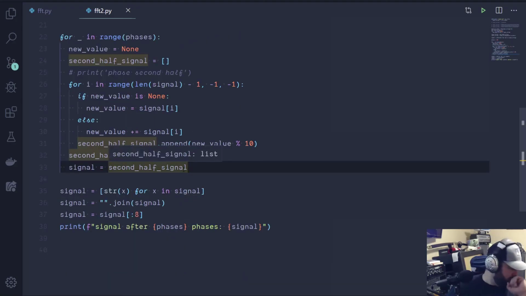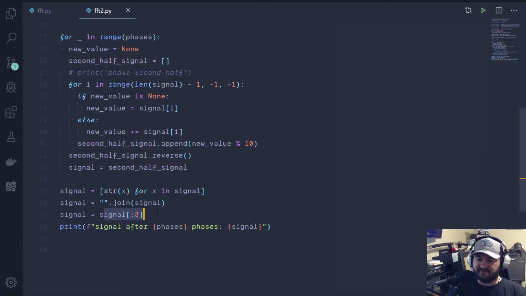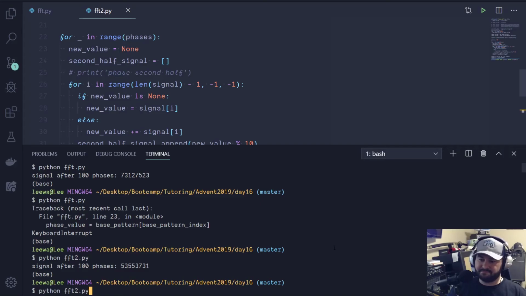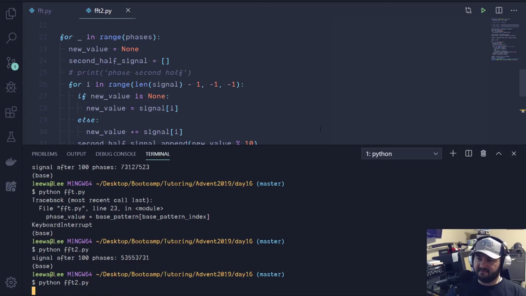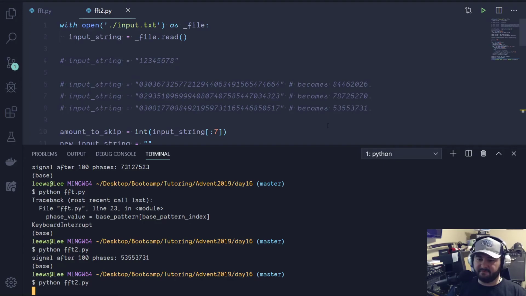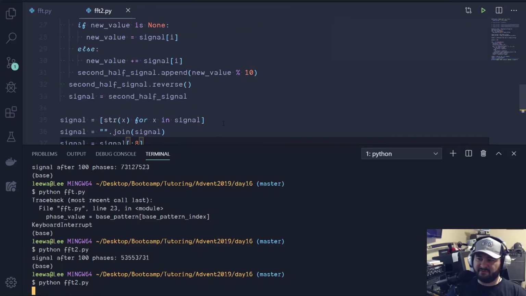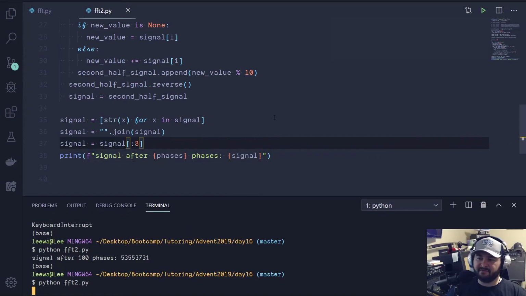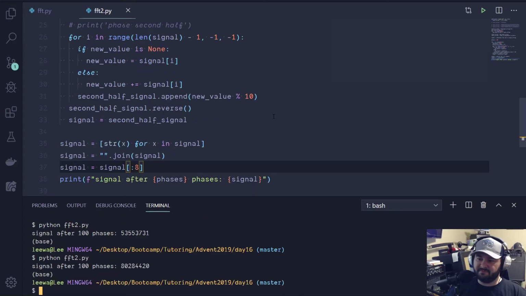And then after 100 phases, I just do that slice of the first 8 digits, and that's it. You're done. So if you run this, you can see it takes a few seconds, but imagine the input sequence of numbers is multiplied by 10,000. So it's an absolute massive amount of information. There's probably a faster way to do it than this example that I have, or my solution, but there we go.